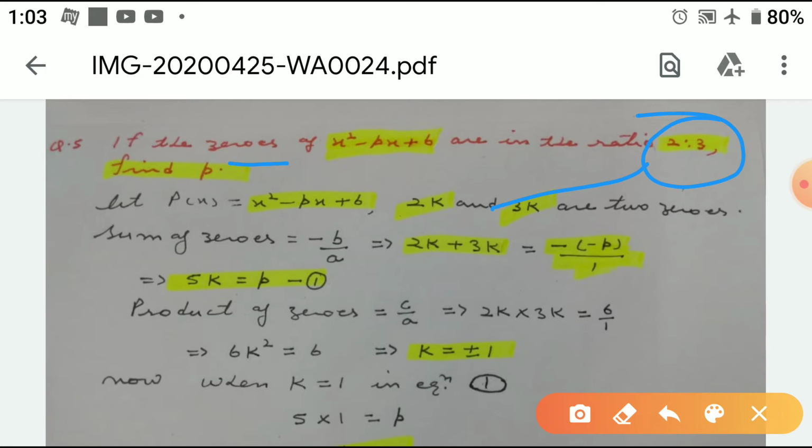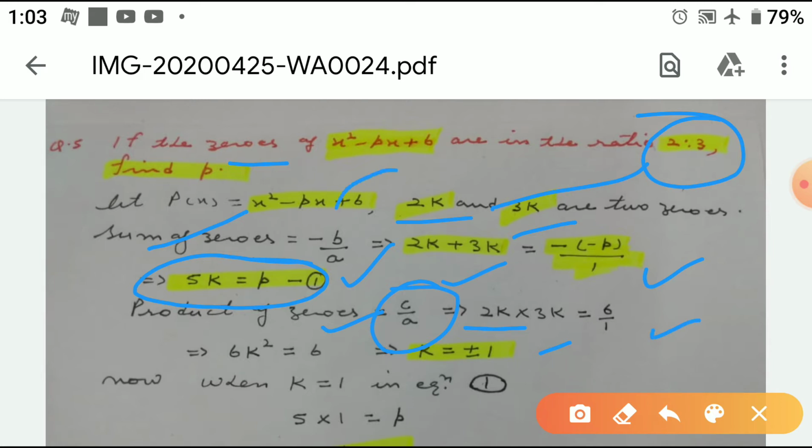Now same thing, sum of zeros, formula is minus b upon a. So 2k plus 3k is equal to minus of minus p upon 1. Correct? So here it comes 5k is equal to p. Say this is equation number 1. Now come to product of zeros. Formula you know, product of zeros is c upon a. And the product of zeros, we have 2k and 3k. So 2k into 3k is equal to c upon a.